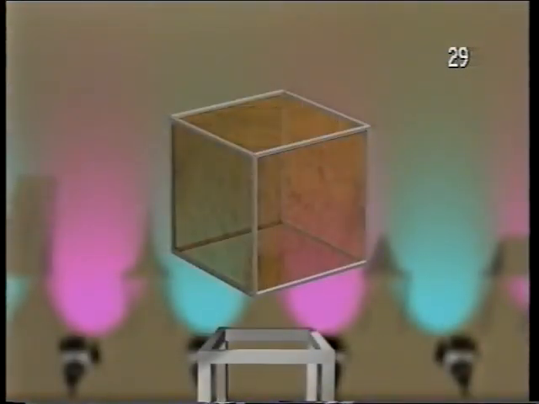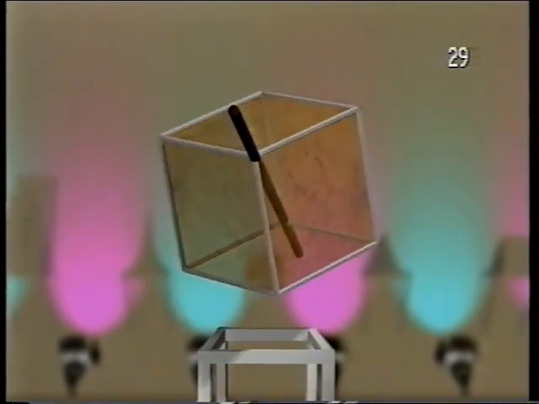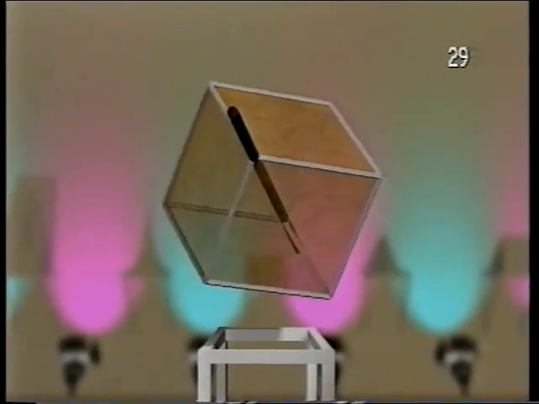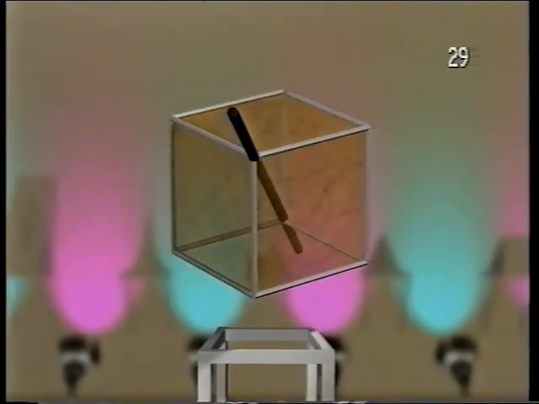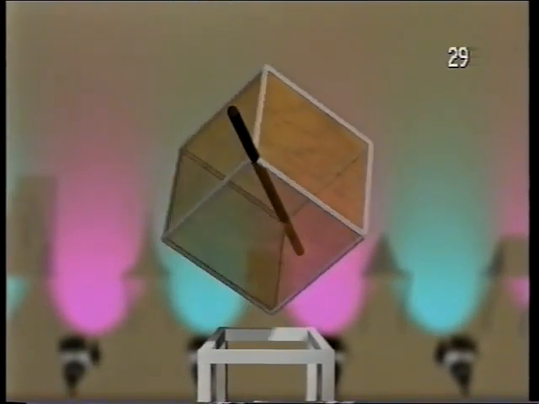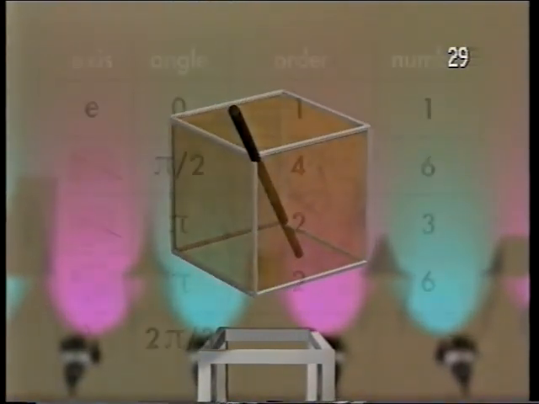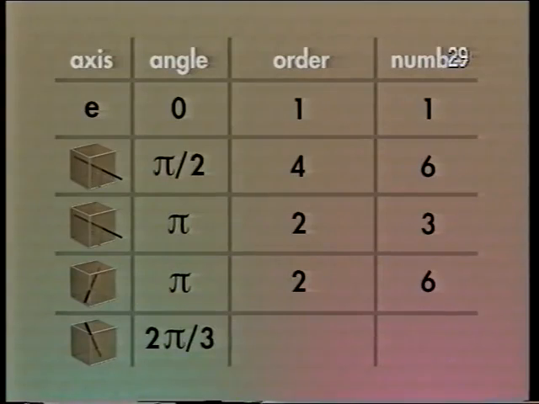You should have found that the remaining type of rotation is about a diagonal joining pairs of opposite vertices. The angles of rotation are plus 2 pi by 3 and minus 2 pi by 3. These rotations are of order 3, and there are 8 of them. In fact, we've now found all the possible types of axis of rotation for the cube. You can see why in the video notes.